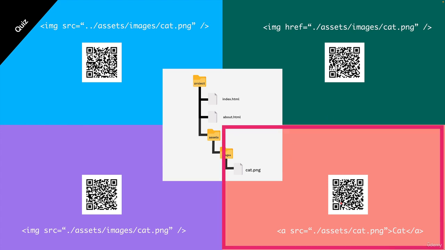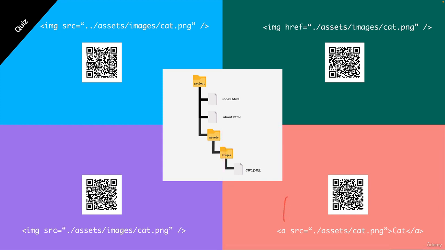Now the third one I'm going to go through is here, so you'll probably know what the correct answer is. And the reason why this is wrong is because we have an anchor tag here instead of an image tag. An anchor tag will give us a link to a web page or a website or somewhere on the internet, but it will not display our image. So this is also incorrect.